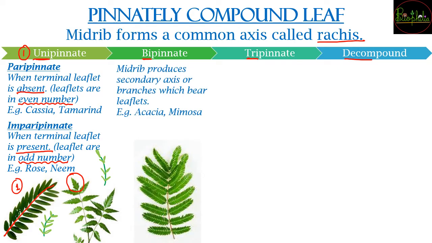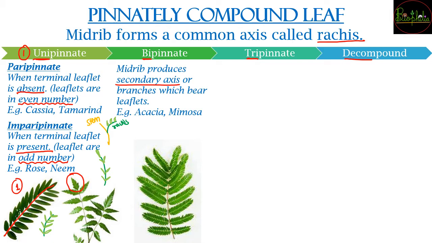Now about bipinnate leaves, where the midrib will divide a second time and form a secondary axis or a branch wherein the leaflets will be present. So how was this? In unipinnate, suppose this was your stem. Orange is your stem, or you can say it was the branch, and on it the leaf did not come directly; a branch formed, and on this branch there was leaflet formation, right?